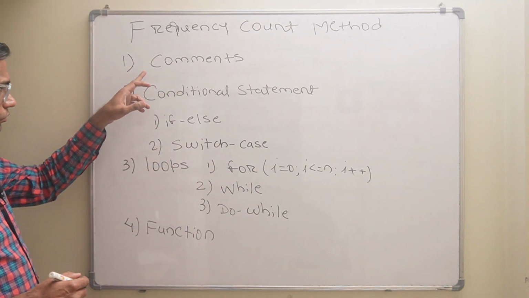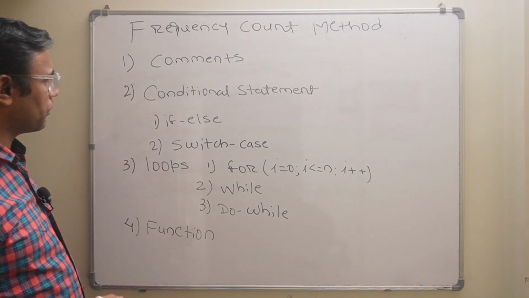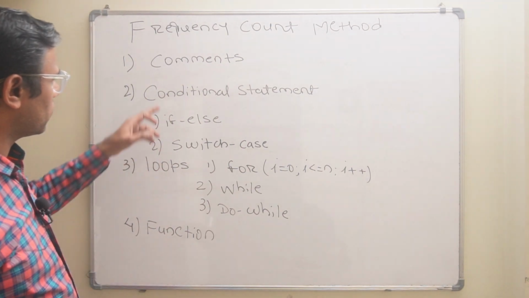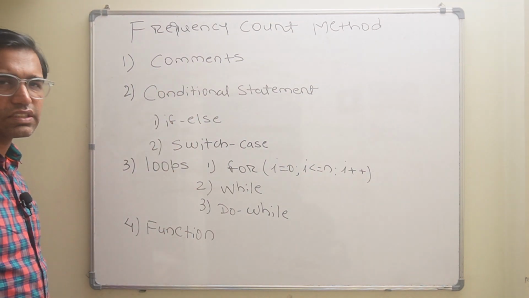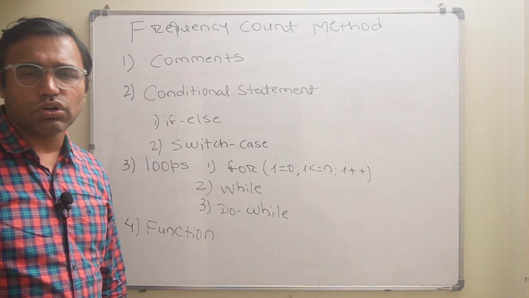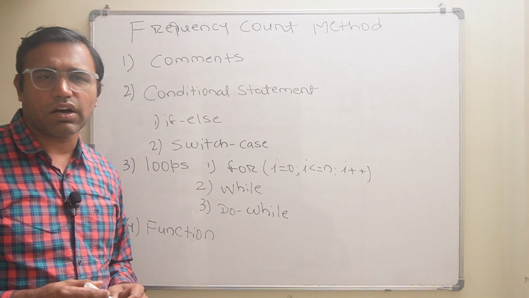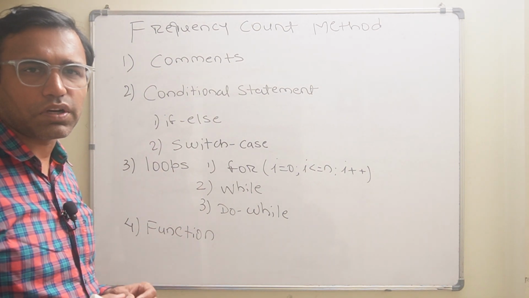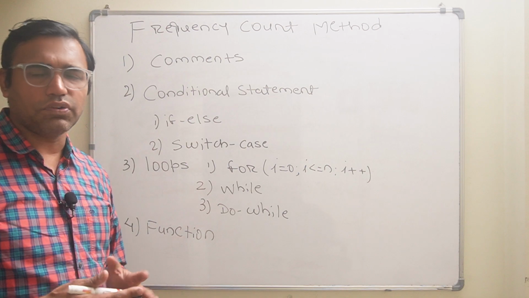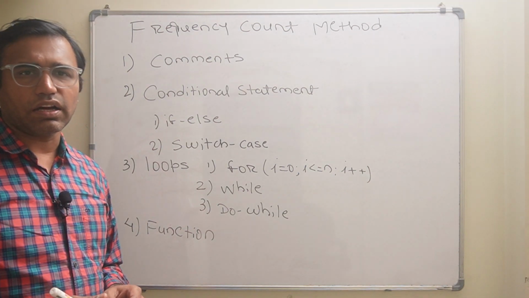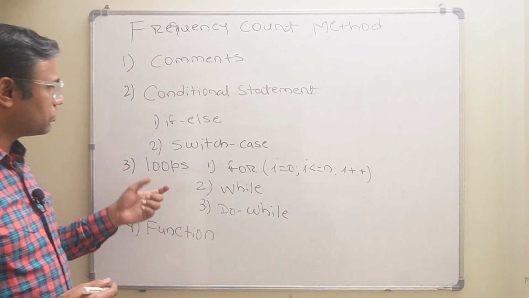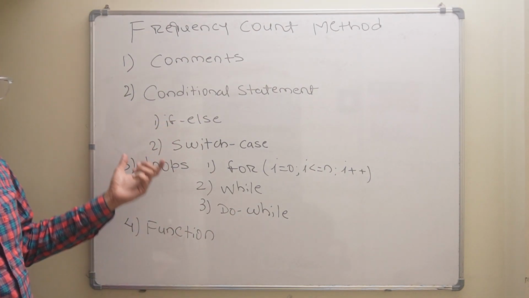So these are the various components of a program. If you take a program, then there are various components. There can be comments, conditional statements, loops, then there are functions. So first of all, we'll see how much time is taken by each of the components, and then in an upcoming video I will take certain examples and see how much time is required for complete program execution. So in this video we will see how much time is taken by each of the components.